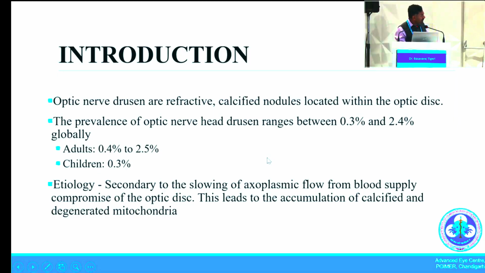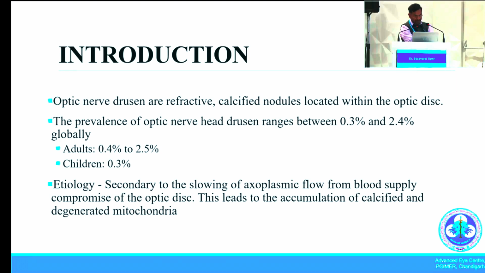Optic nerve drusen are calcified nodules located over and within the optic disc. The global prevalence ranges between 0.3% and 2.4%. In adults, the prevalence is 0.4 to 2.5%, while in children it's 0.3%.